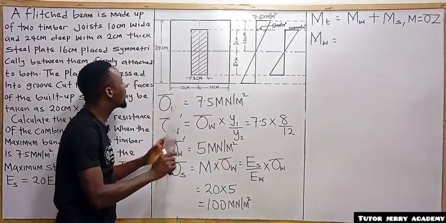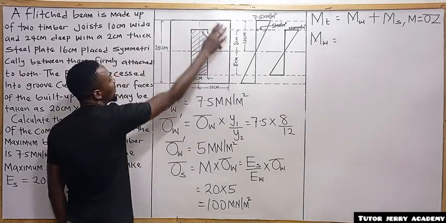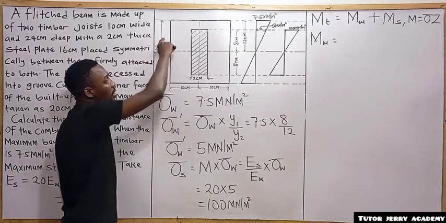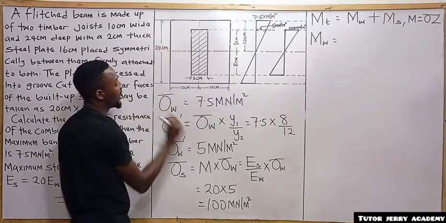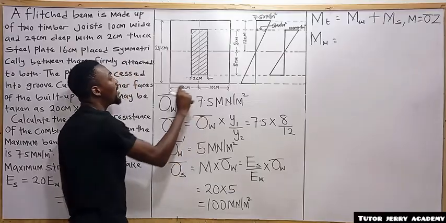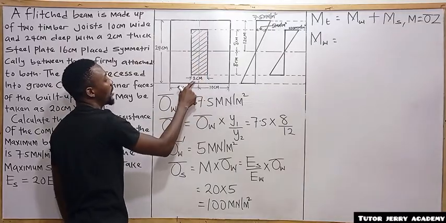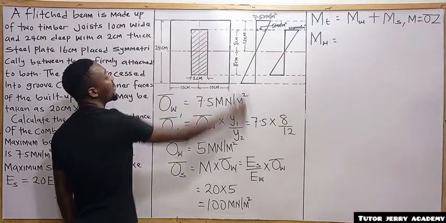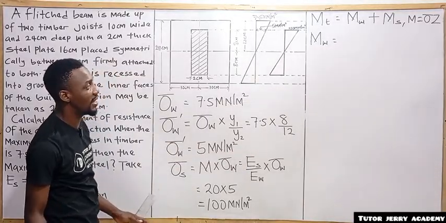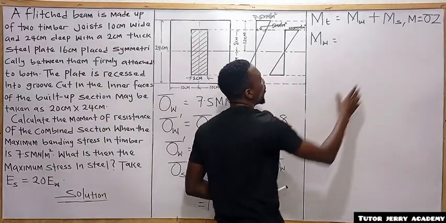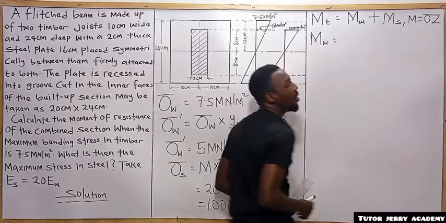That is the moment of resistance of the rectangular section 20 by 24 centimeter minus the moment of resistance of this rectangular section, which is 2 by 16 centimeter. I hope we understand that. So that is going to be the moment of resistance of our wood. All right, and then we are going to be applying this formula there.